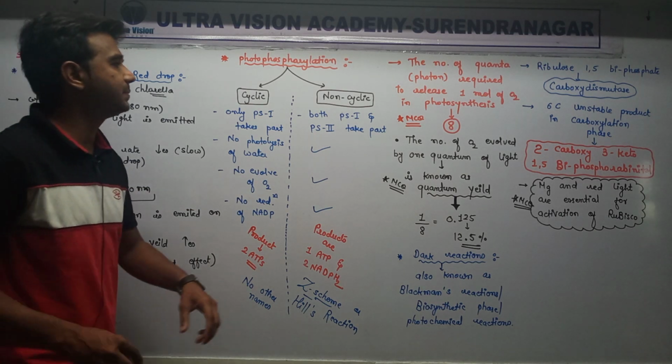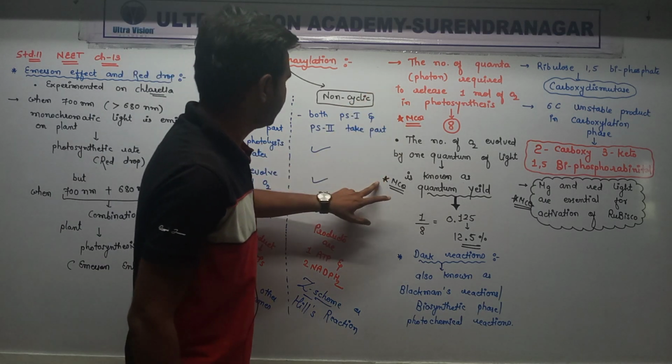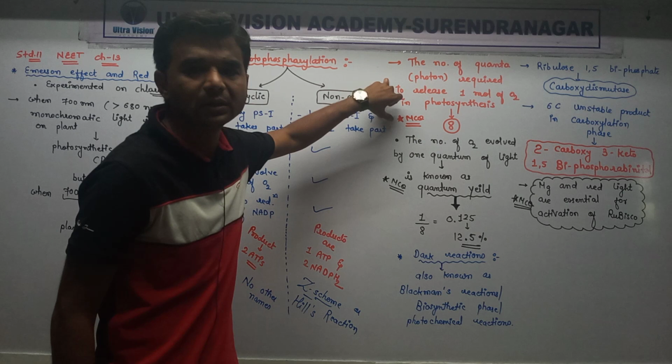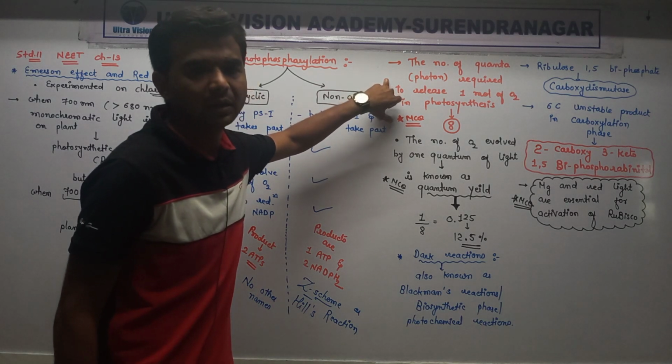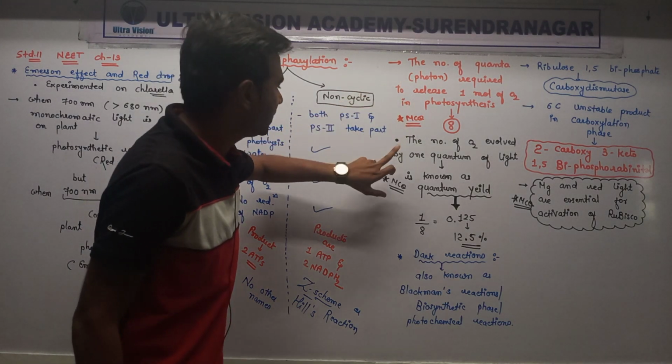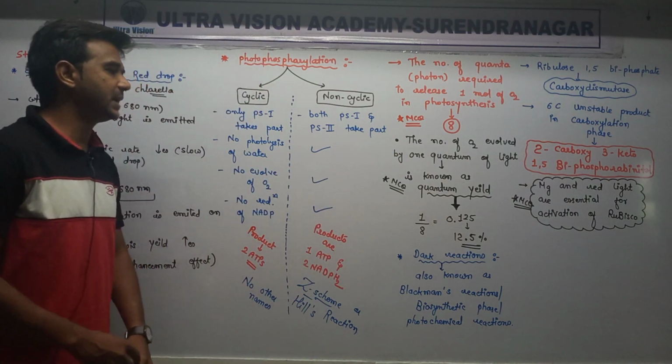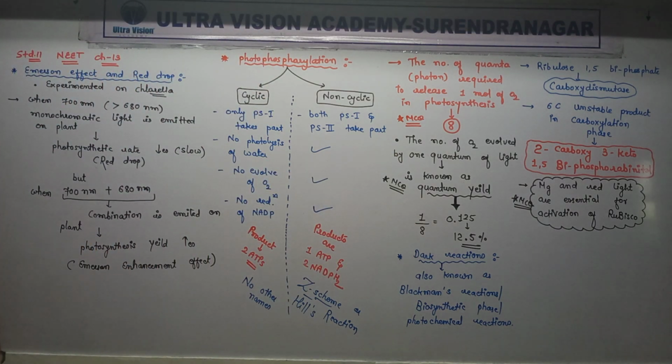So these are the 2 MCQs, very important. To release 1 mole of oxygen, 8 quanta are required and 1 quantum has 12.5% efficiency, that is known as quantum yield. So this is about the Calvin cycle.